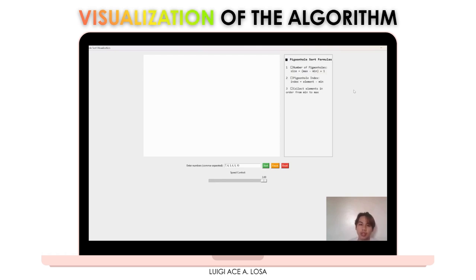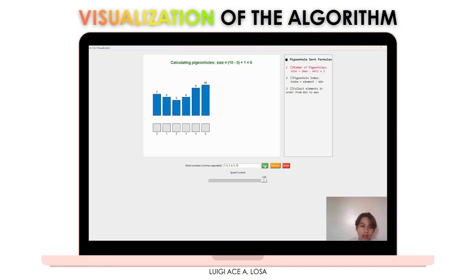I'll be showing you the visualization of the pigeonhole sorting algorithm. So, given the input 7, 6, 5, 6, 9, 10, we also have the pigeonhole boxes below. To calculate the number of pigeonholes, we use the formula size equals max minus min plus 1. Max is 10, the min is 5, so 10 minus 5 plus 1 is 6, so we have 6 pigeonhole boxes.